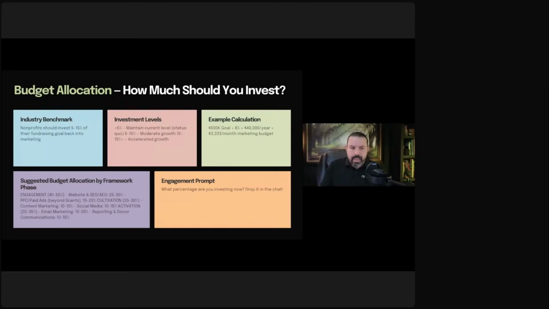What I would recommend is a suggested budget allocation by framework phase. In the engagement phase, we're looking at about 40 to 50% of that budget. In the cultivation stage, we should be looking at about 20 to 30% of the budget, and then in your activation stage, you're looking at 25 to 35%. So I'm just giving you some buckets where you can split the numbers out.